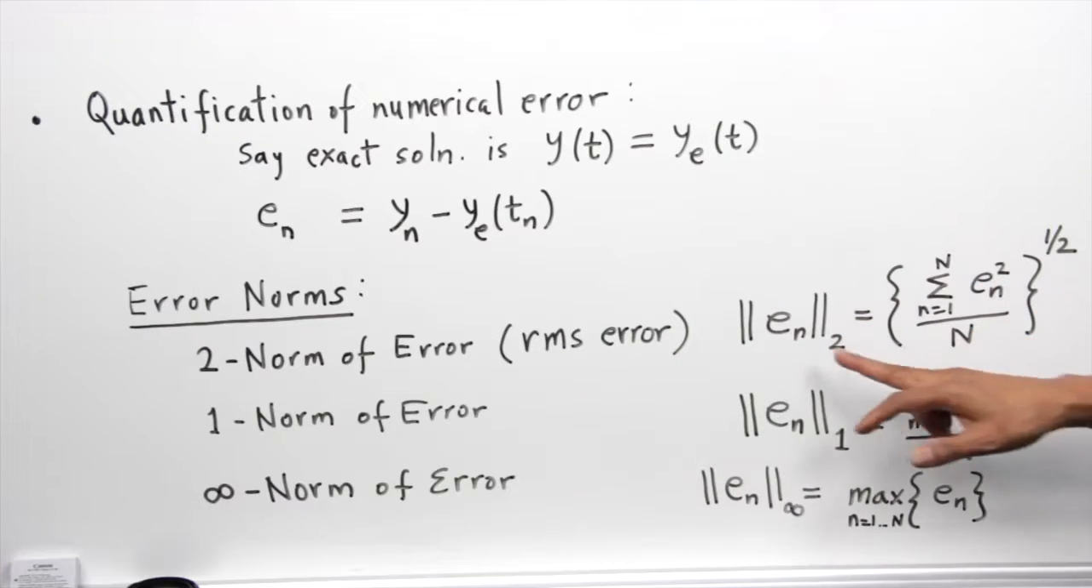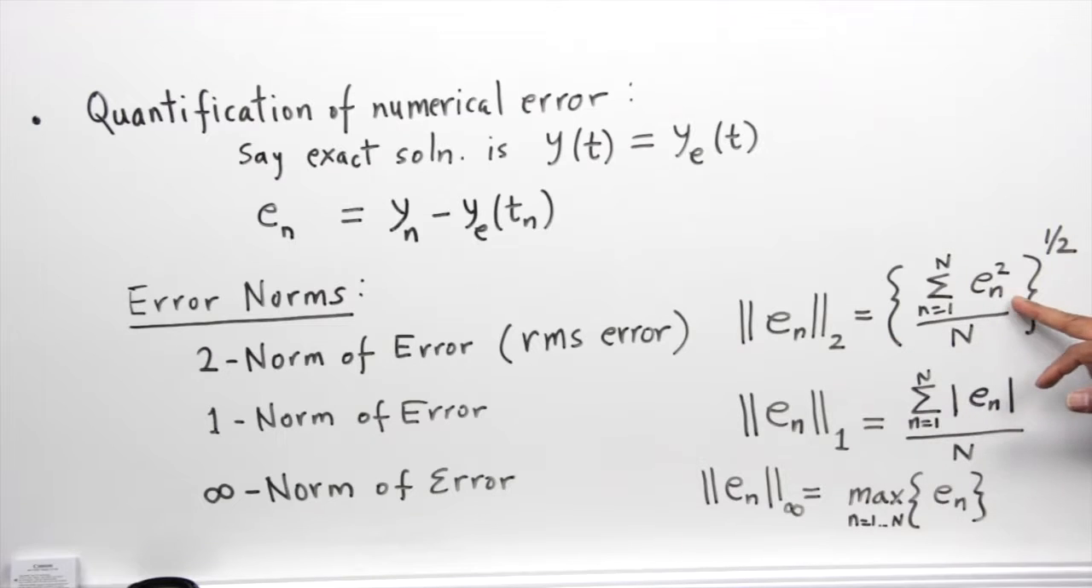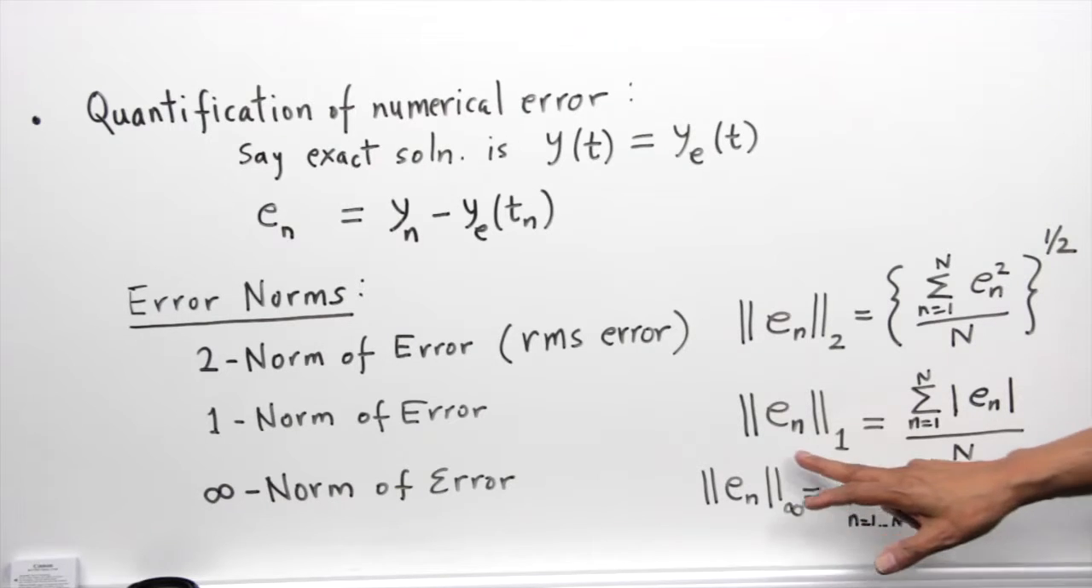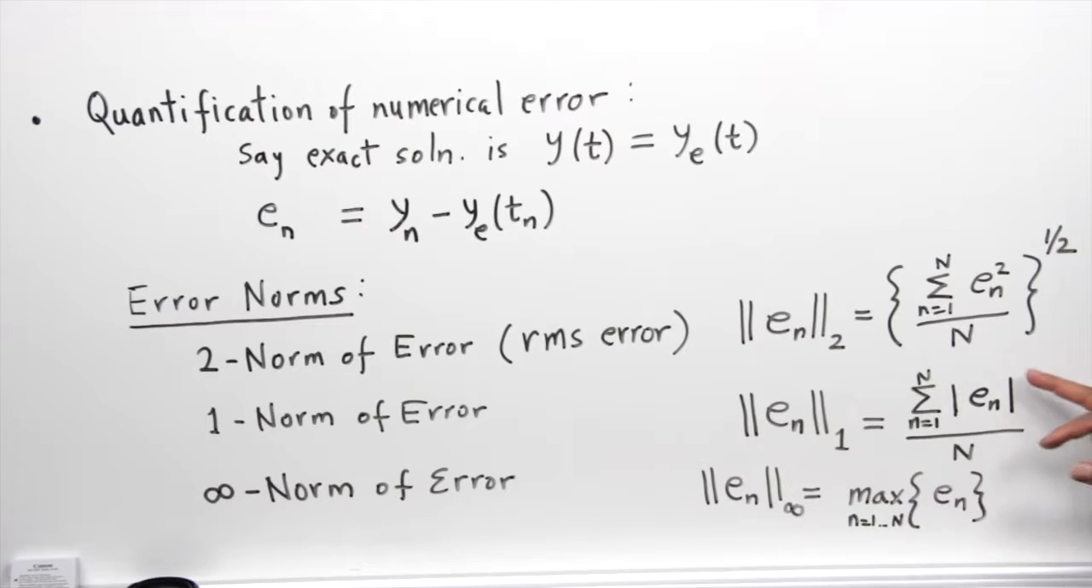is simply defined here. A 2 norm is defined as we take the error at every step, we take the square of it, we add them up and we divide by the number of steps we have, and then finally we take the square root so that this has the same units as the original physical quantity. 1 norm is defined here, where instead of summing the squares, we take the absolute value of the error at every step and we sum them up and divide by the number of steps.